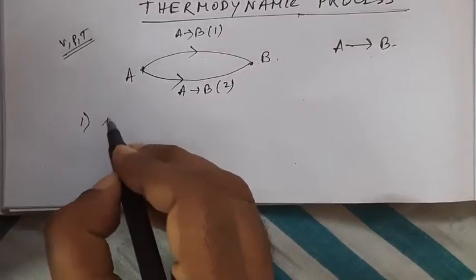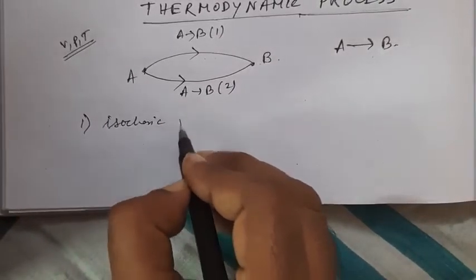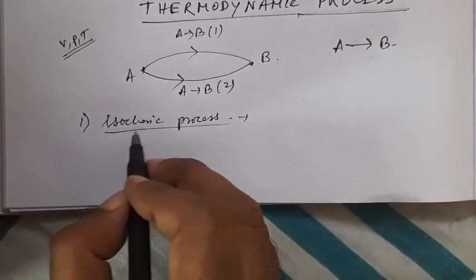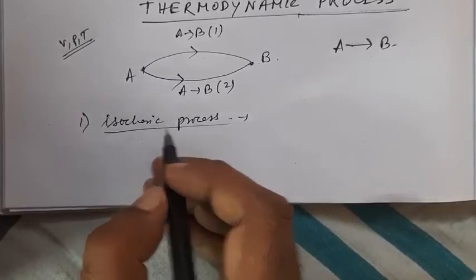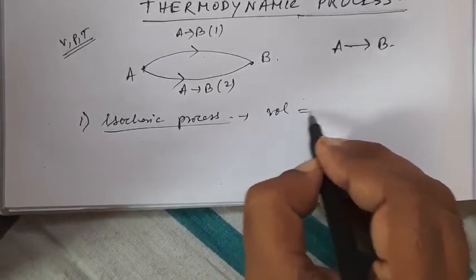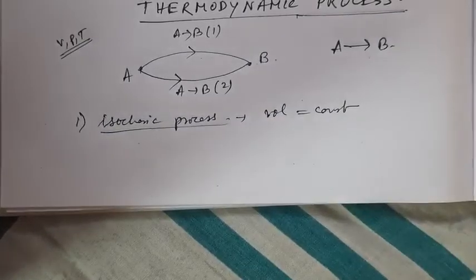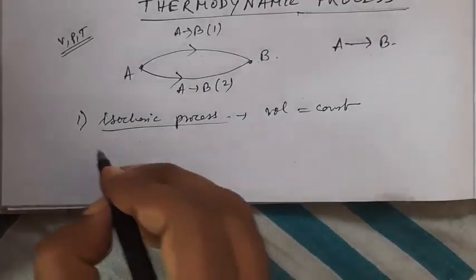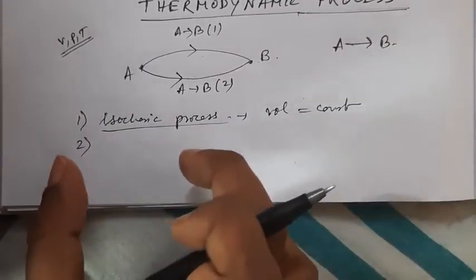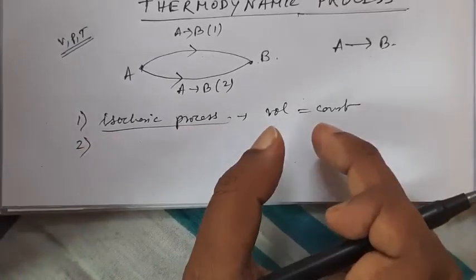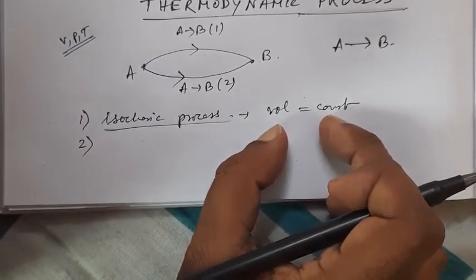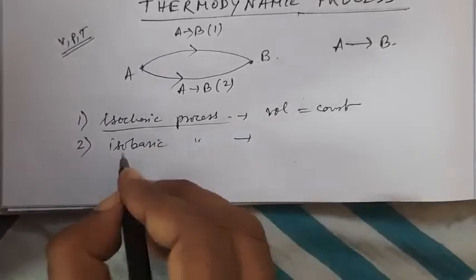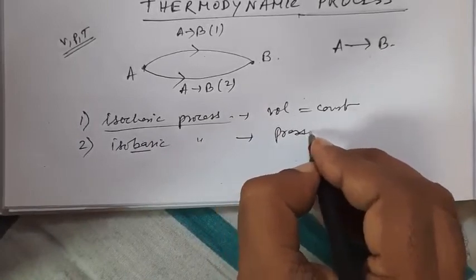The first process we know is the isochoric process. As the name goes, isochoric means the volume is constant. Volume is constant in this process. Both pressure and temperature undergo some changes. The second process, you have to just remember which parameter is constant. For an isobaric process, bar means pressure. Pressure is constant.